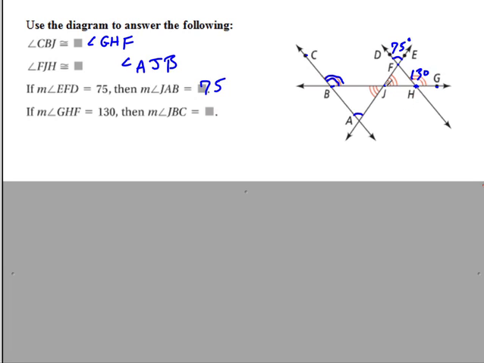It's saying JBC. Where's J to B to C? That's the one it's congruent to. Those are nice. Those are like gimmies. They're the same, so we can say they're equal to each other. Same angle. Very nice. All right.